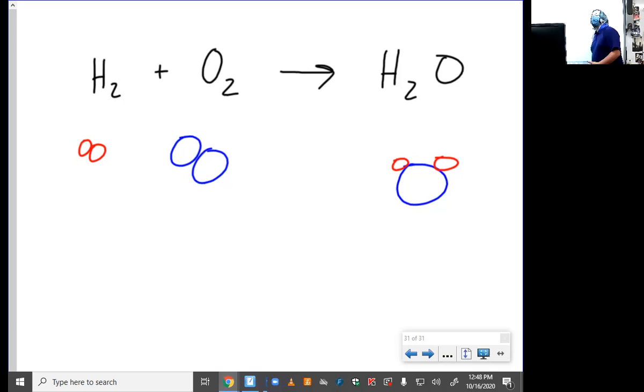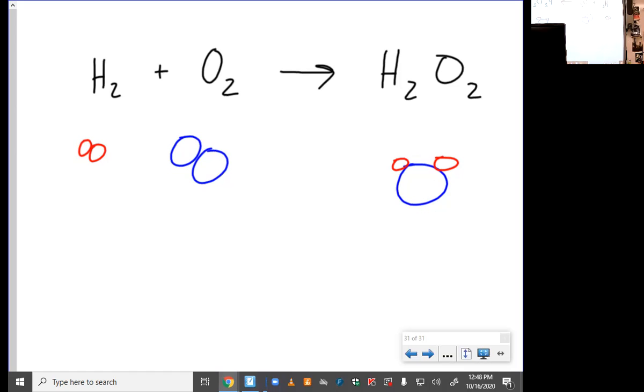How you solve problems when you have a skeleton equation, when you have an equation that doesn't work, is you balance it. Now, here's something I want you to tell me, do you think I'm going to be able to do this right here? Because the easiest way to balance this is to just go right over here and put a 2.